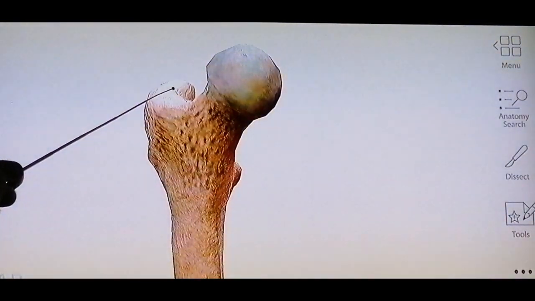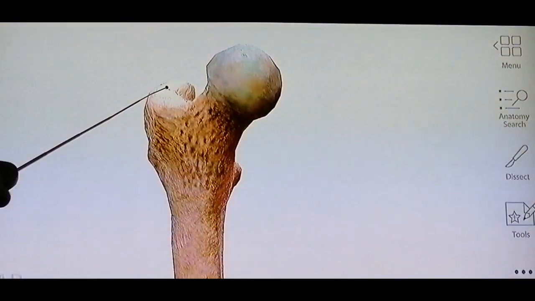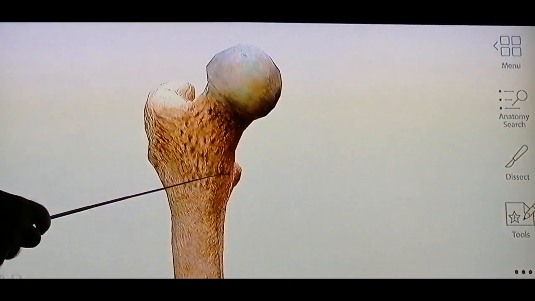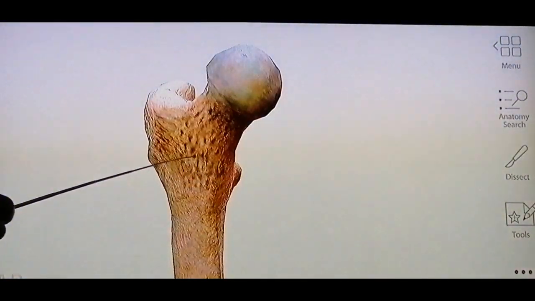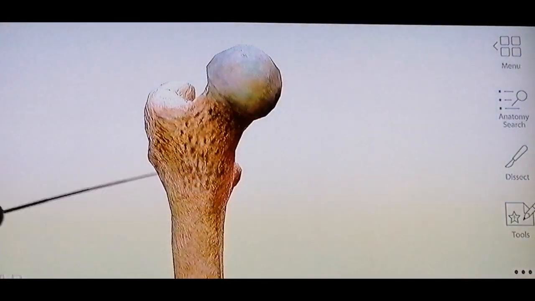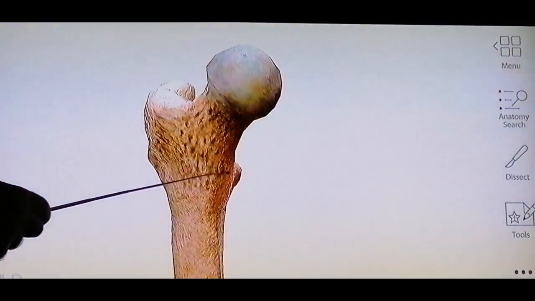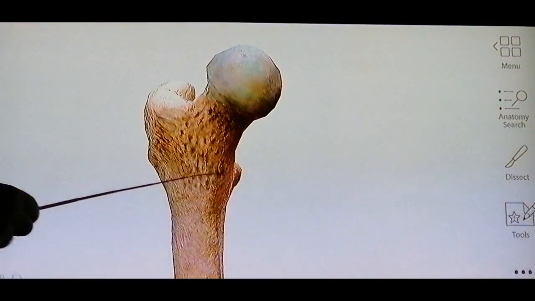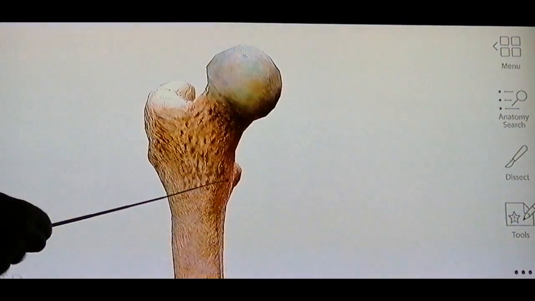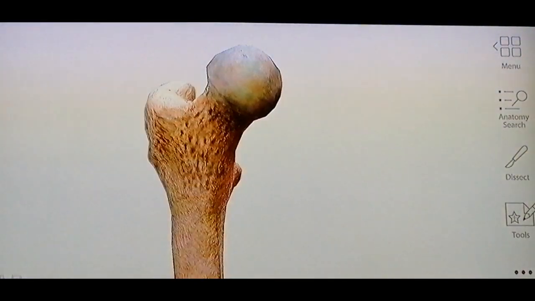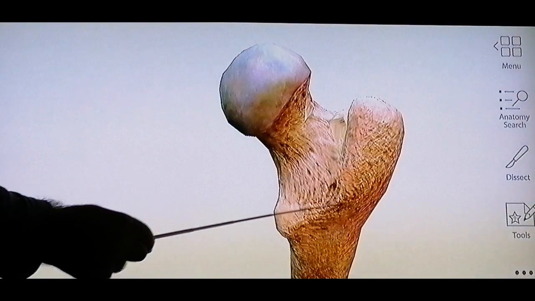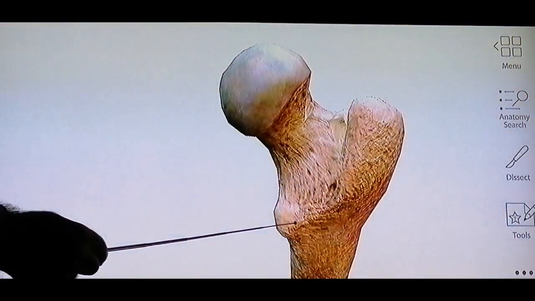The greater trochanter is found superiorly, posteriorly, and laterally, while the lesser trochanter is found medially and posteriorly. The connection between the greater and lesser trochanter anteriorly is called the intertrochanteric line. This is the intertrochanteric line. The connection between them posteriorly is called the intertrochanteric crest.